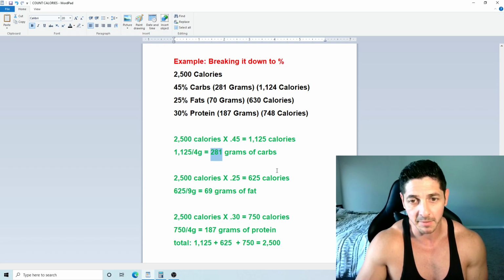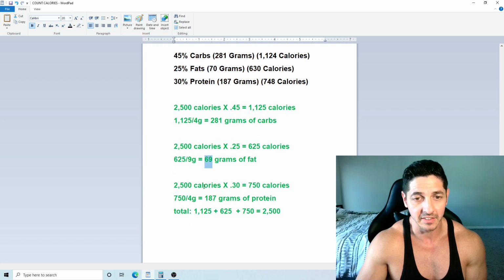And then we're going to do the same thing for fat here. 2,500 times 0.25 gives us 625 calories. Then we're going to divide that by 9, which gives us 69 grams of fat. We know this is our daily number here. And then the same thing for protein here. 2,500 calories times 30% equals 750 calories. 750 divided by 4 equals 187 grams of protein.